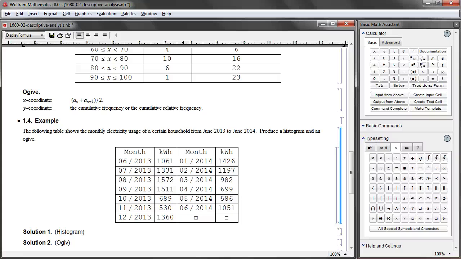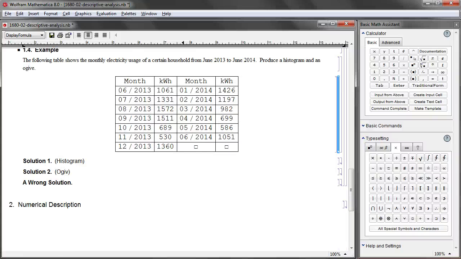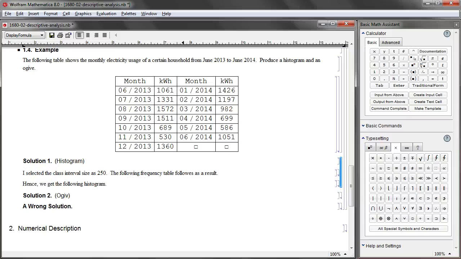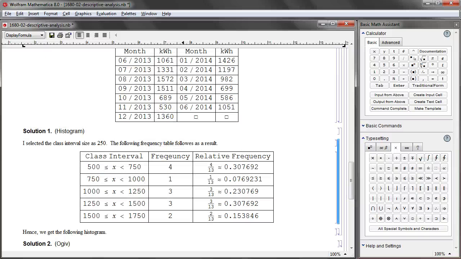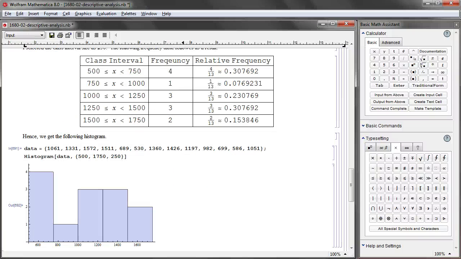We did a histogram before, and we partly used this bar graph to get class intervals given by 250, 500 and 750, 750 to 1000, 1000, 1250, and so on and so forth, and get all the frequencies by counting, or getting relative frequencies by dividing everything by 13, and you can produce a histogram like this.